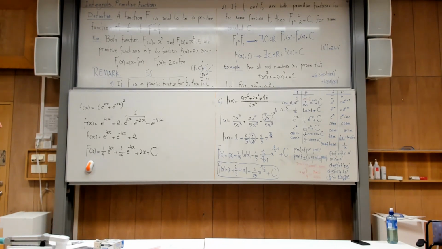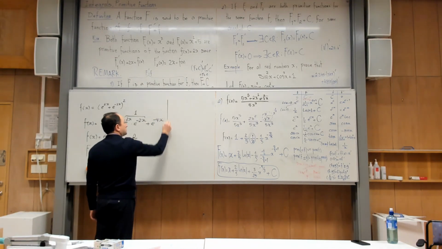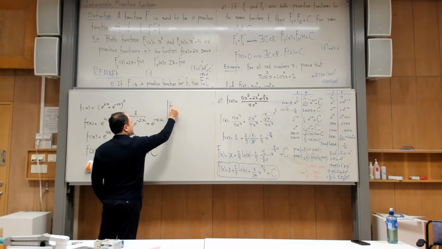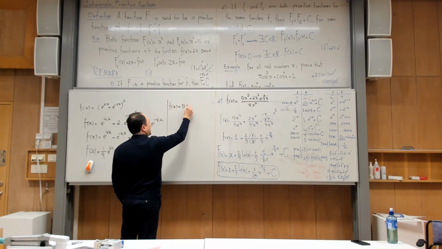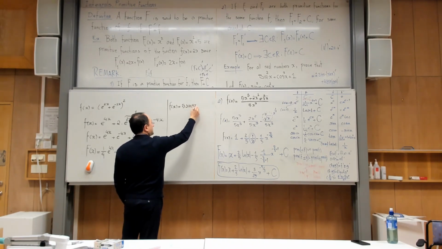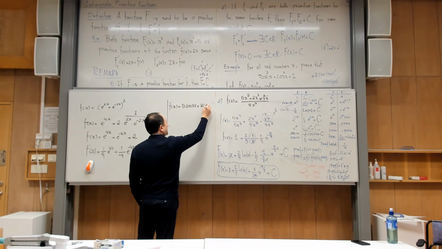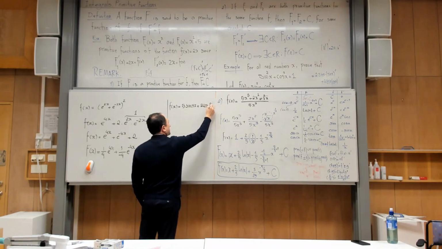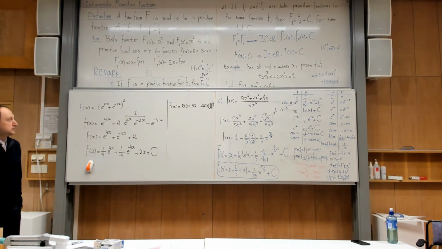Okay, so we can also solve some trigonometric problems. So let me give you this function. F of x equals 5 sine 3x plus 2 cosine 3x over 5. We want to find a primitive function for that function.